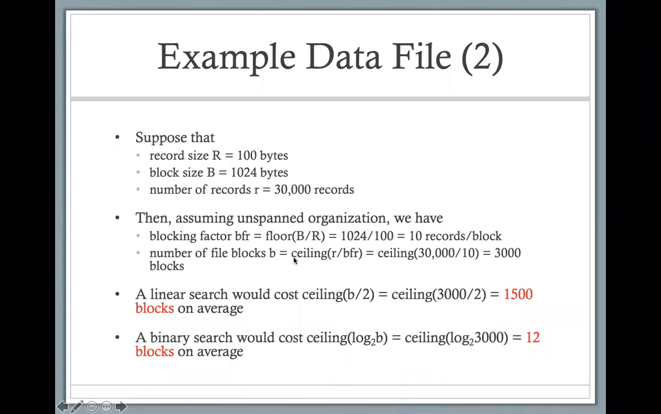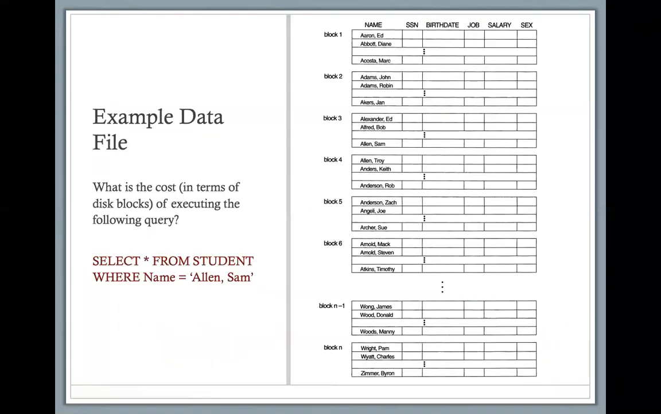Number of file blocks. So I know that I have 30,000 records, and each block takes 10 records. So how many blocks do I have in total? At 30,000, right? That's the number of records. And I know every block takes 10 records, so 30,000 divided by 10 gives me 3,000 blocks. Why 3,000 blocks? Because each block takes 10. If I multiply 10 by 3,000, I get the 30,000 records. Okay, so I have 3,000 blocks. That's the size of the file.